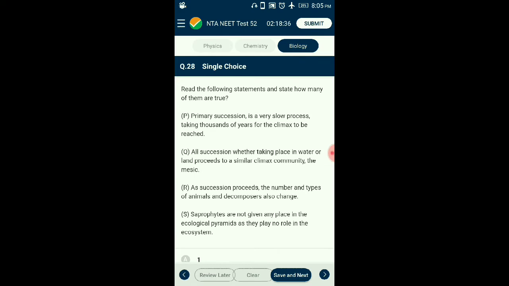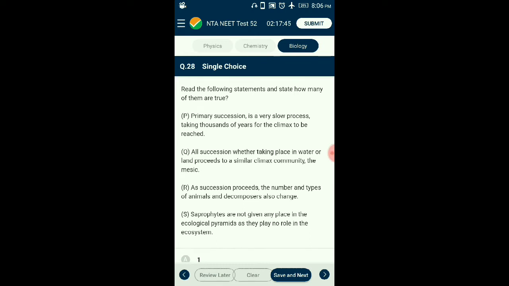Question number 28. Read the following statements and state how many of them are true. Here, new species occupy an area, leading to declining or disappearance of other species. This change in the composition of species in any given area is called ecological succession. When succession occurs in an area where no living organism ever existed, it is called primary succession. There has to be soil for a biotic community to be established, and it takes 100 to 1000 years for fertile soil to be produced. Hence, primary succession is a slow process.